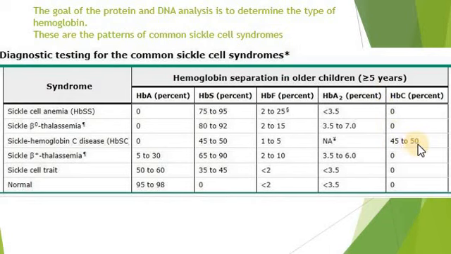45 to 50%. Sickle cell trait is asymptomatic, having both types of hemoglobin, like hemoglobin A and hemoglobin S, while normally hemoglobin A is about 95 to 98%, and there will be no hemoglobin S and no hemoglobin F. However, there will be HbA2 that is less than 3.5%.